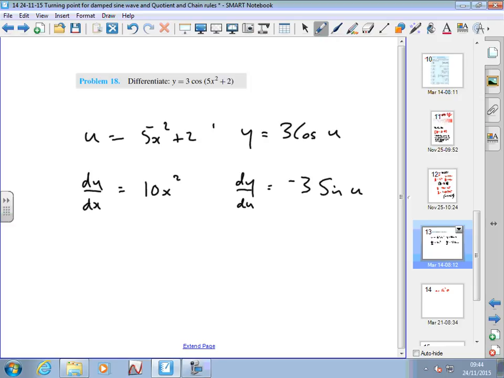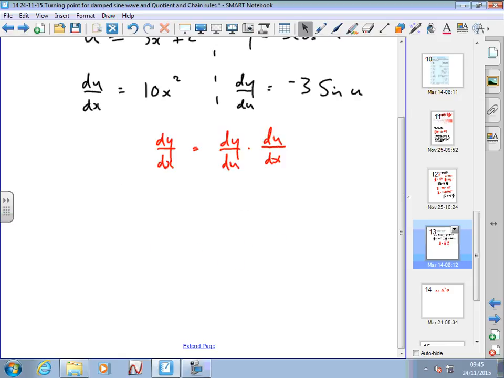So that's our 2 differentiated. And now what does the chain rule tell us to do? It says that the differential is just the differential of y with respect to u, in other words, ignoring what's inside the bracket, then multiply that by the differential of what's inside the bracket. In other words, you just multiply these 2 together.